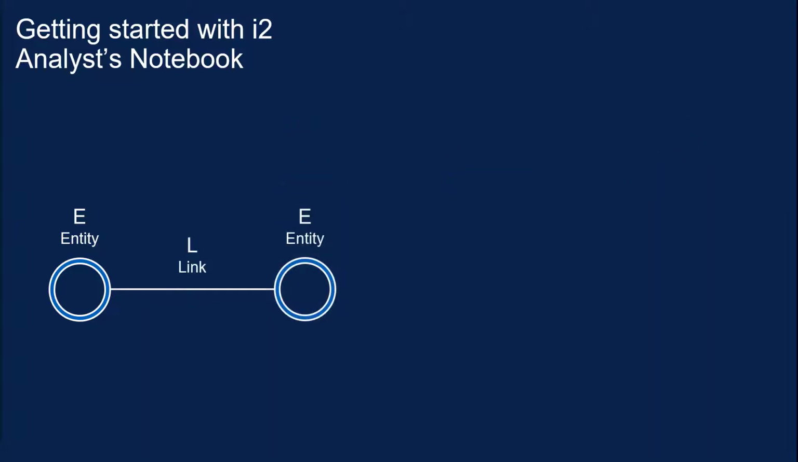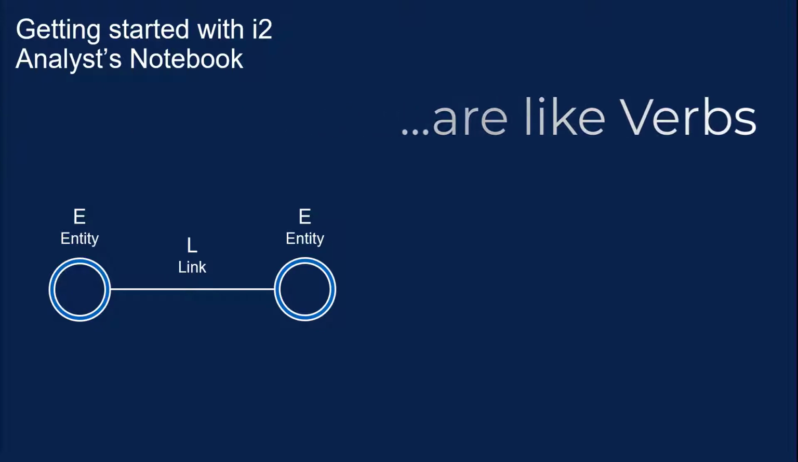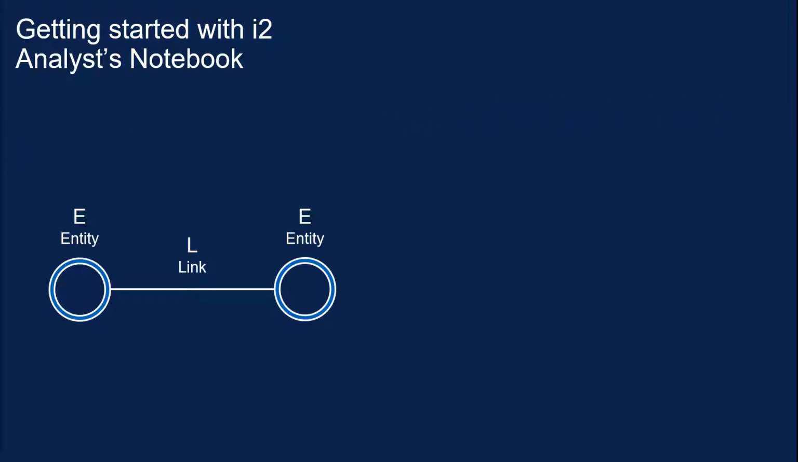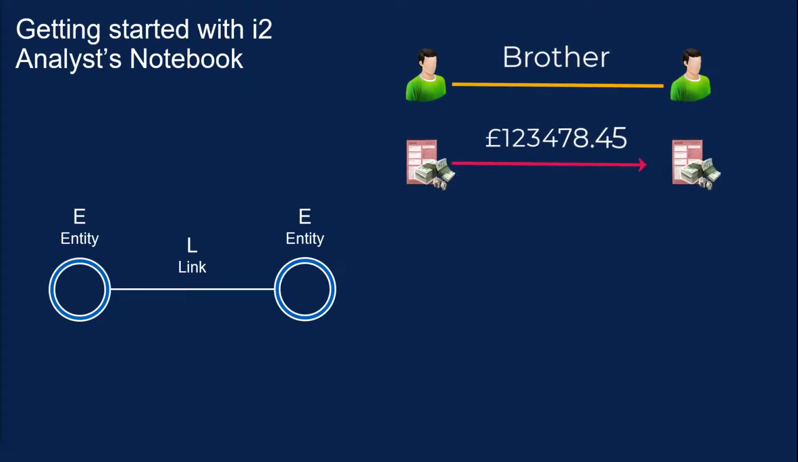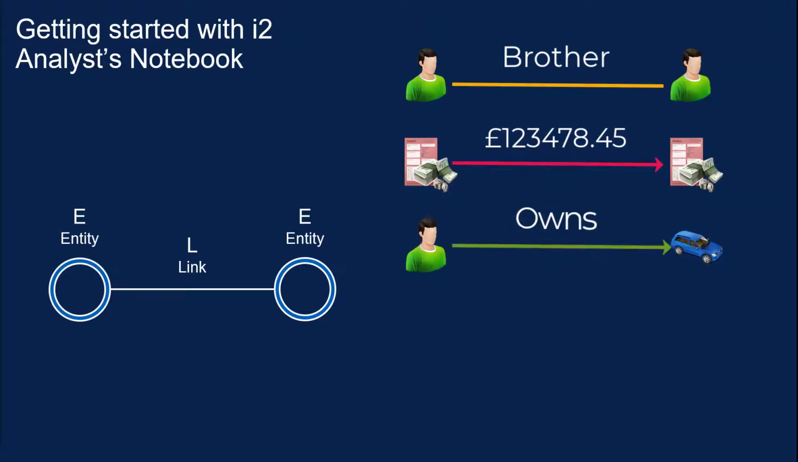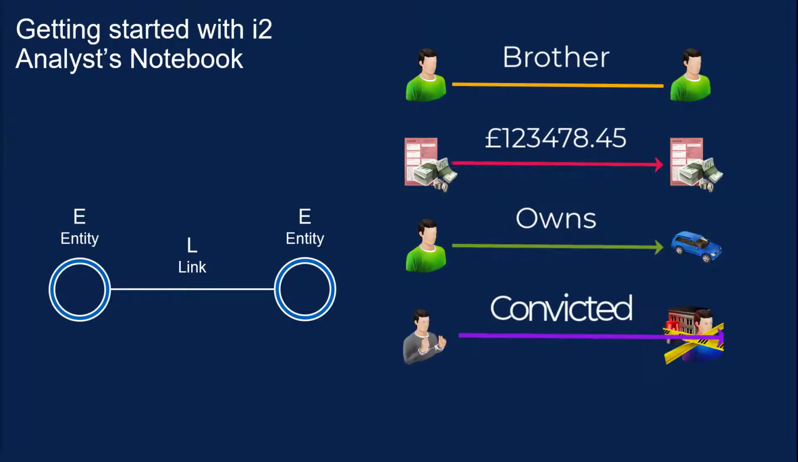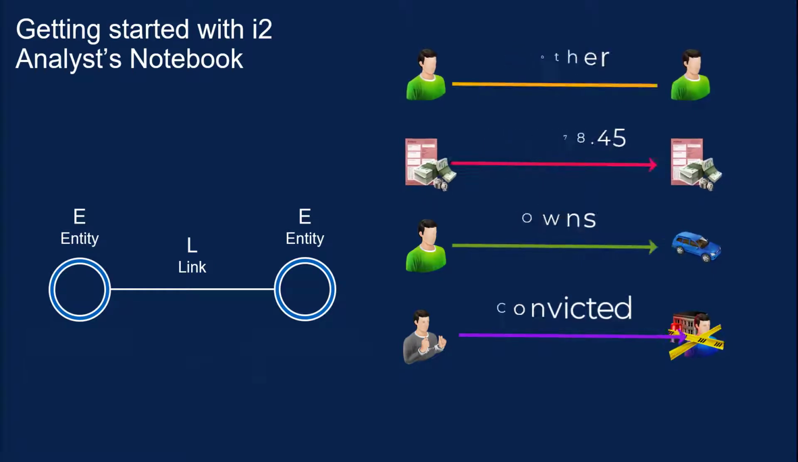The L of ELP represents links. Links are like verbs and are used for actions or occurrences or states of being. In Analyst Notebook, links are used to represent a connection between two real-world objects, entities in the ELP model. Some examples of links include relationships between people, transactions between bank accounts, ownership of a vehicle by a person, or a criminal's connection to a crime.